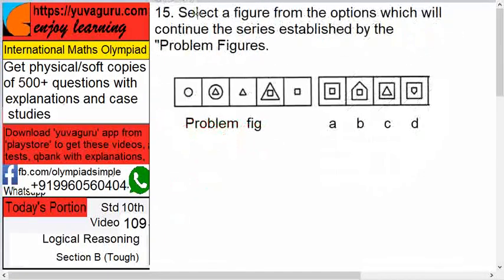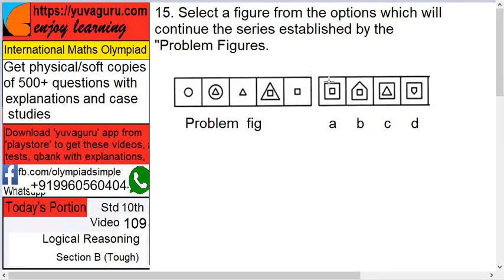Next. Select the figure from the options which will continue the series established in the problem figures. See what is the problem and you have to select the figures which will continue the series. See this circle, then circle big, new figure inside, then circle gone, triangle comes, this new figure comes, then triangle big, new figure inside, then triangle gone, this square remains.